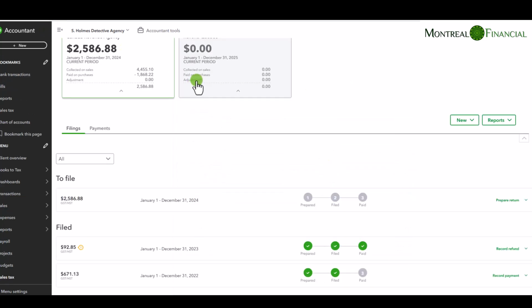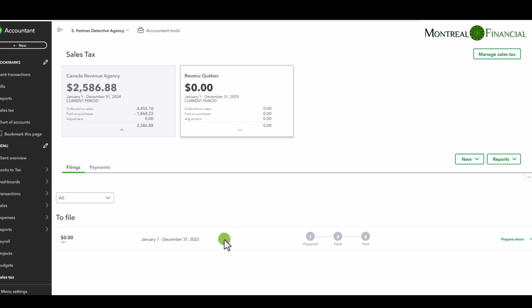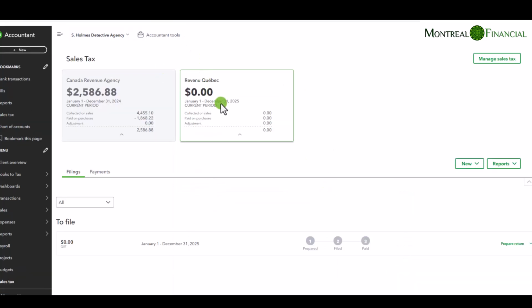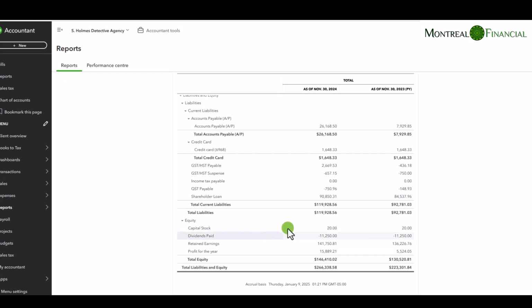If you go to sales tax, you will see it here. Because I haven't really filed any QST returns, it doesn't really show up on this. So this works exactly the same way as the GST HST payable, and once you file the return up here, then it will appear here and it will create a QST suspense account.